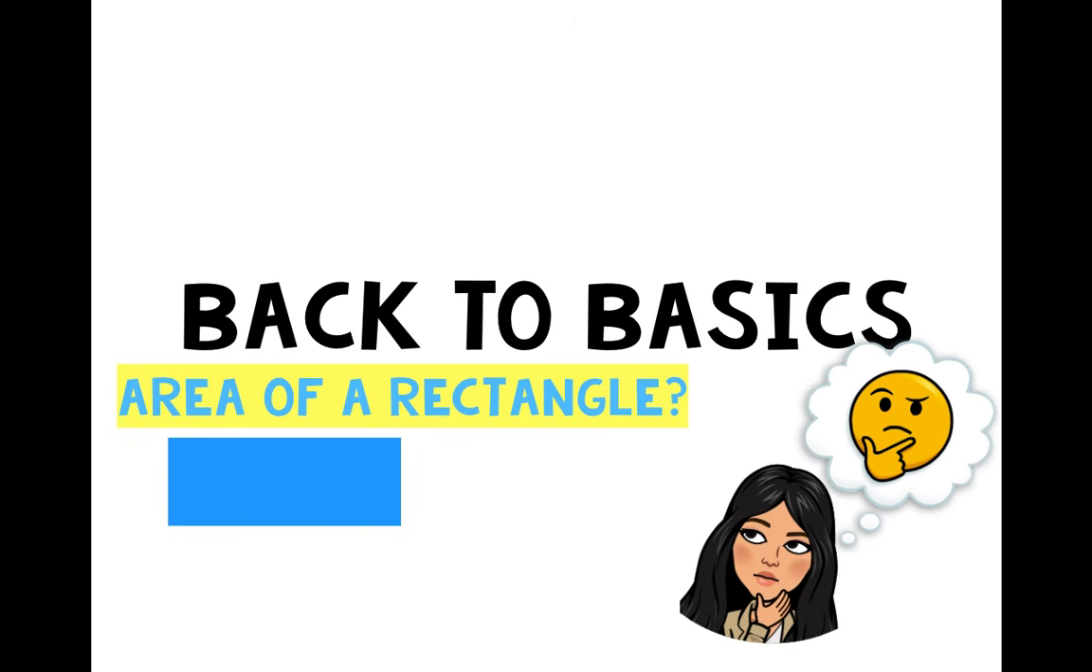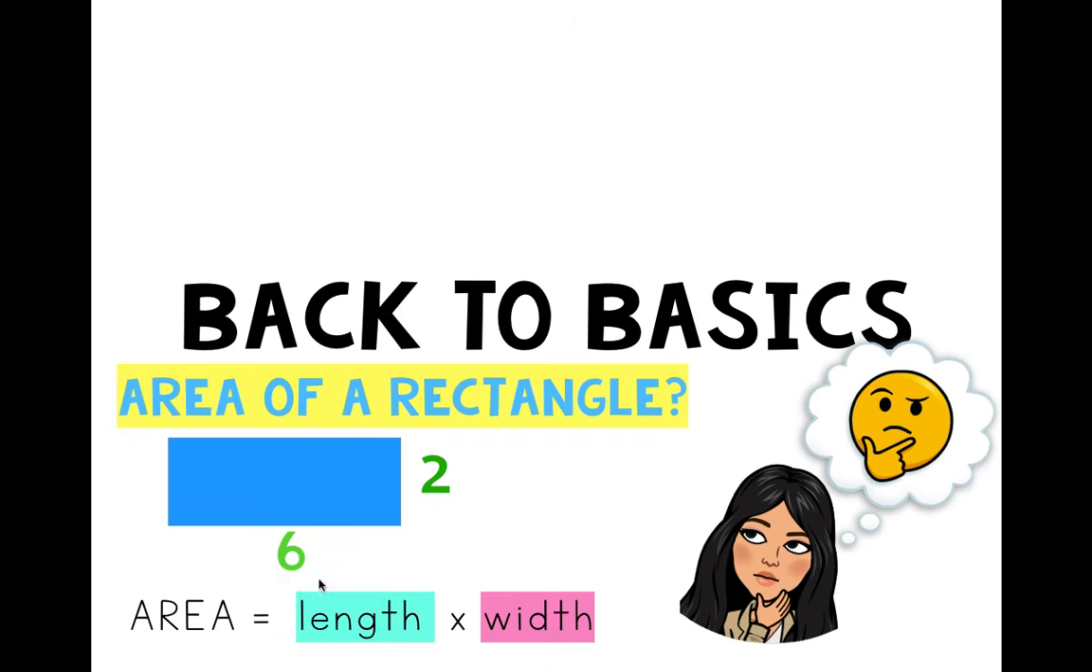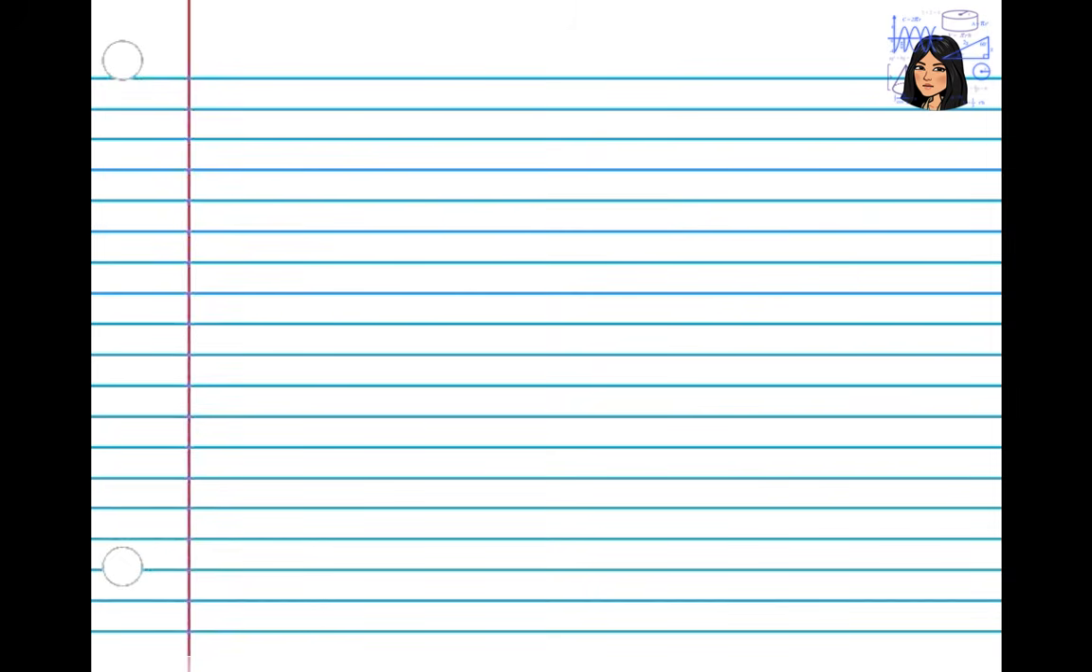Okay, so if I was to give you two dimensions, like a length of 6 and a width of 2, how do you find the area? What is the formula? Okay, so if you remembered, area equals length times width, so 6 times 2. The area of this rectangle is 12. Okay, so basically what we're going to do is find the area of an entire rectangular prism, the surface area. Okay, so go ahead and get your notebook and write your title.